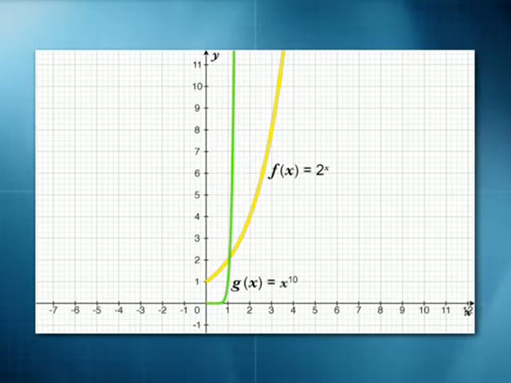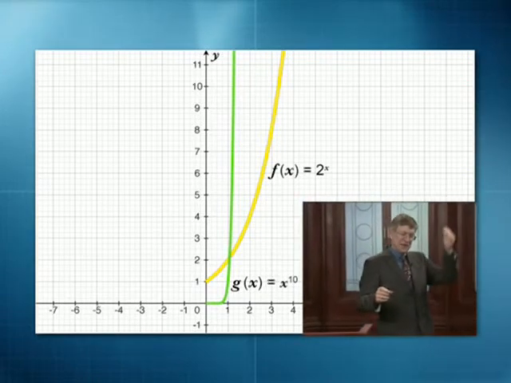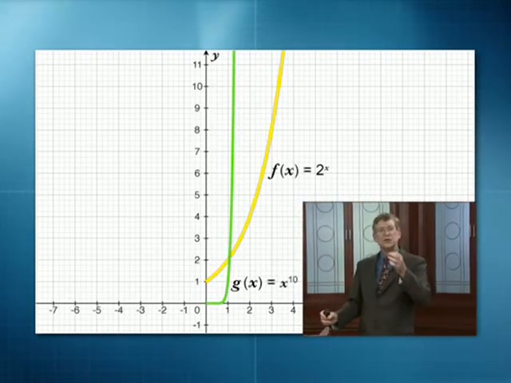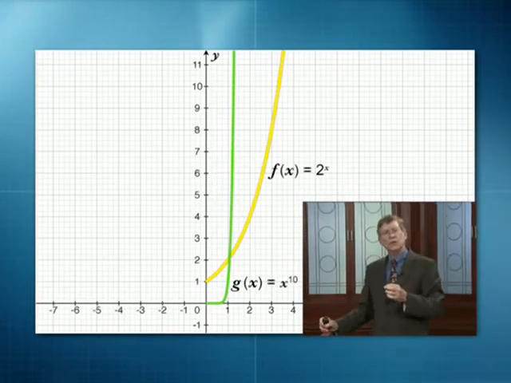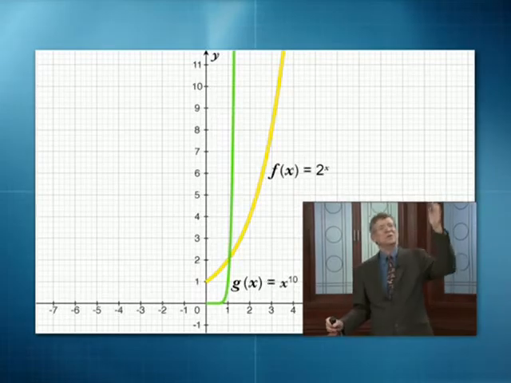And I think you see that the green curve is on top of the yellow curve. In other words, x to the 10th seems to be bigger than 2 to the x. So here's my question. As x gets larger and larger, which function ultimately will grow faster? Which function is on top after a long time? It looks like the polynomial is bigger for a long time, doesn't it? The polynomial looks bigger. It's on top.